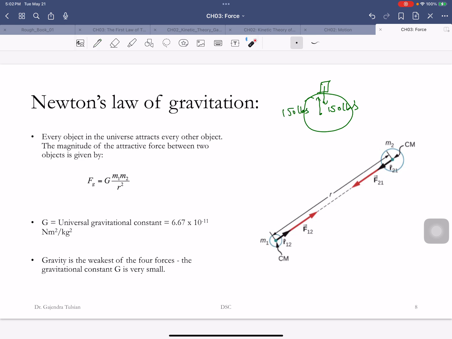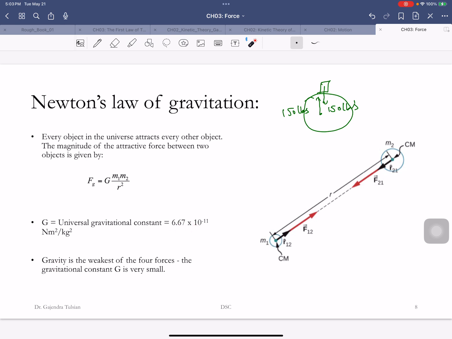And what Newton gave us was a formula to calculate the magnitude of the force. So the magnitude of this attractive force, the red arrow, is G, a universal constant, the gravitational constant, times the product of their masses divided by the distance squared. This is called a universal constant because it's the same constant whether it's two people attracting each other or two planets attracting each other. That's why it's called the universal gravitational constant. And it turns out that it has a very small value, and that's why the gravitational force is very weak. So there's the value of the gravitational constant.